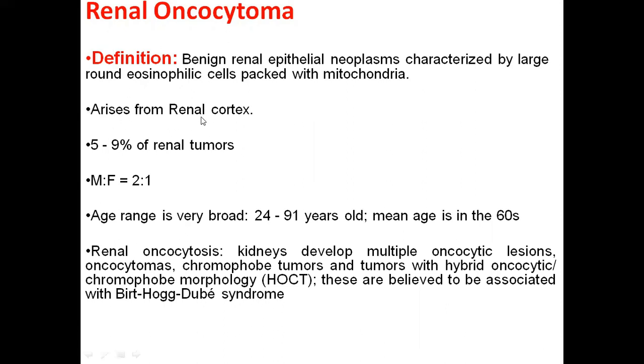This tumor commonly arises from the renal cortex and comprises 5 to 9% of total renal cell tumors. They predominantly involve males much more compared to females, and they have a broad age range, but their mean age is around the 60s. There is one condition called renal oncocytosis, in which the kidney develops multiple oncocytic lesions, oncocytomas, or chromophobe tumors, or a hybrid of both tumors at the same time. These conditions are associated with Birt-Hogg-Dubé syndrome.